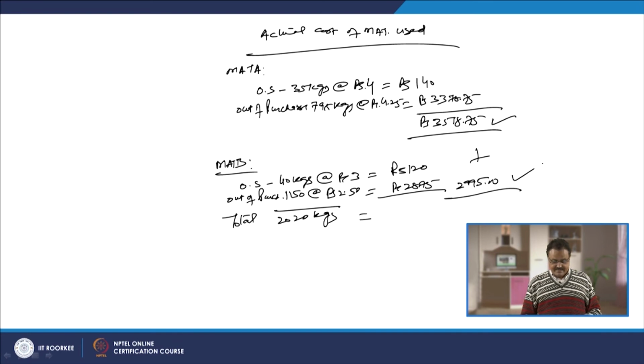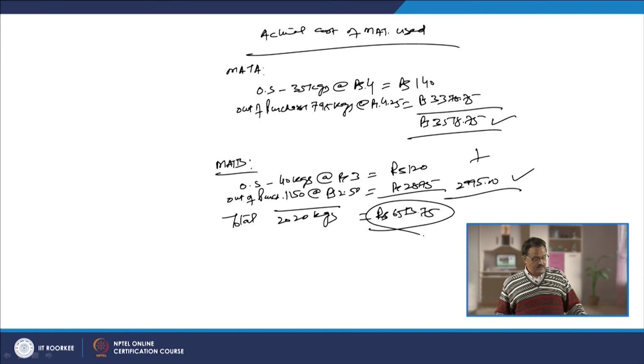This will come up as rupees 6513.75. This is the cost we have calculated, the actual cost of the material used. So we have the standard cost of the material used and the actual cost of the material used. If you find it out, you will be able to find the material cost variance.